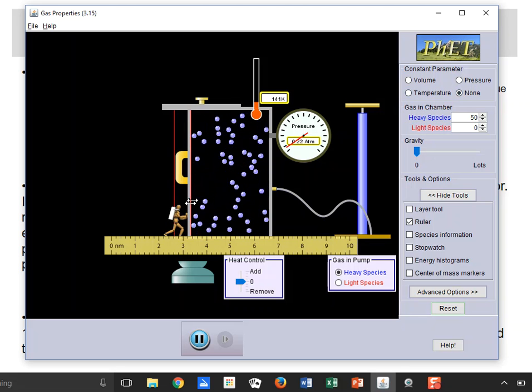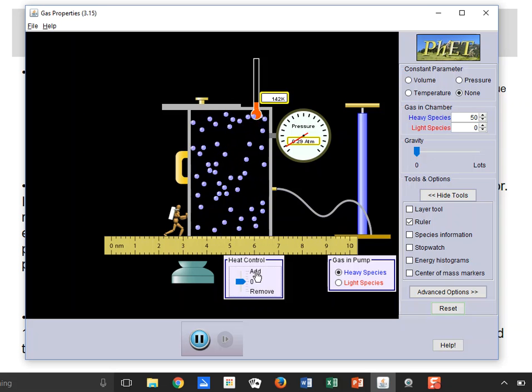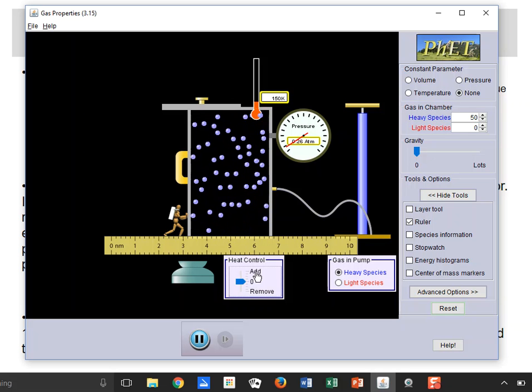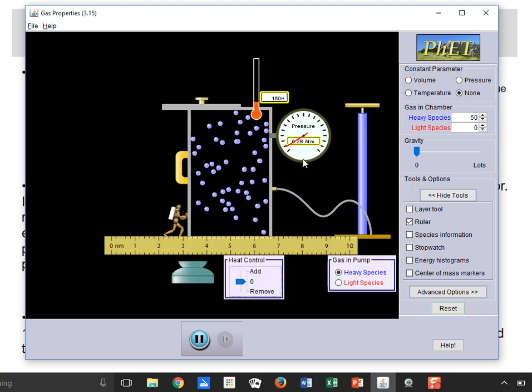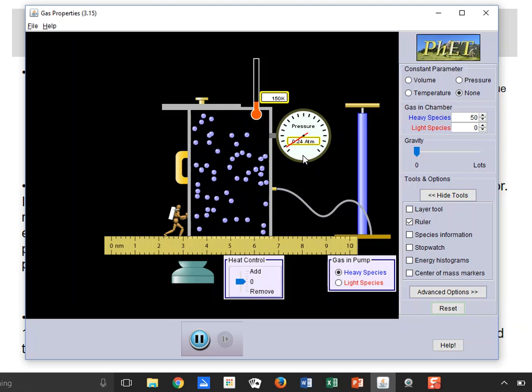And now if my temperature is at 141 Kelvin, what do you see? Now I'm going to add just a tiny bit of heat to make it work out perfectly for us, because we can do that as a simulation. And here's what you got. The pressure at this point is 0.26 atmospheres. It's what we started with.